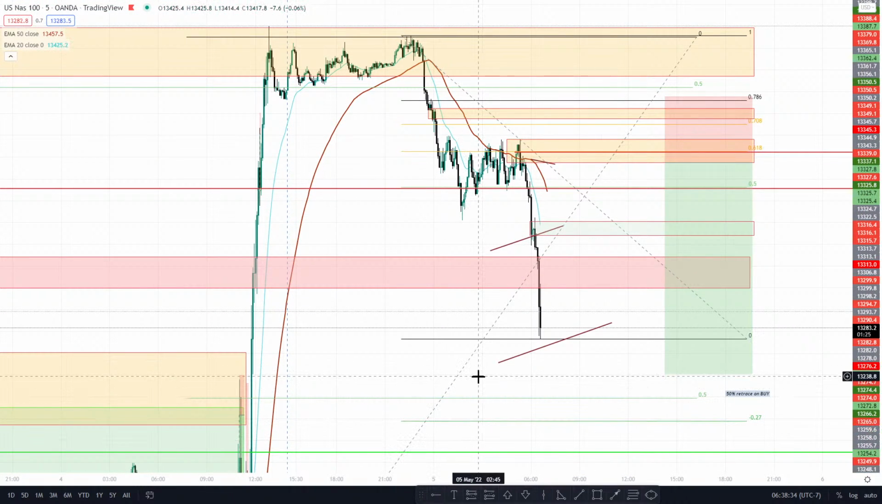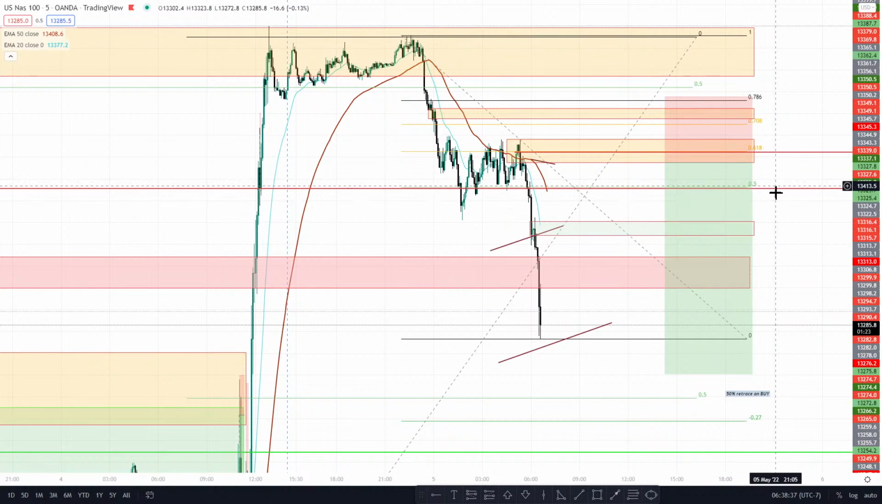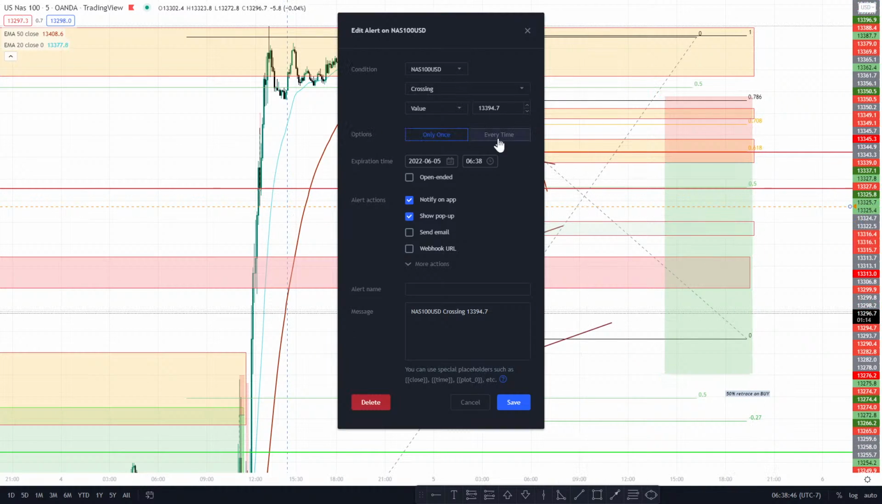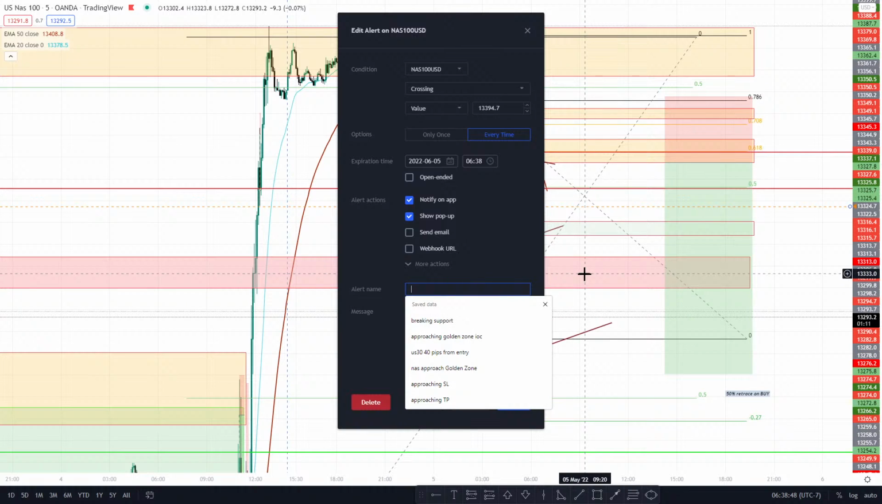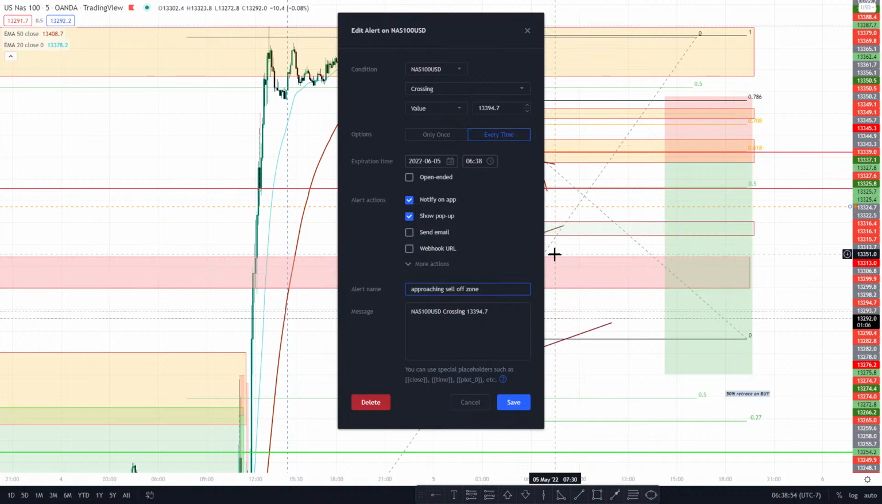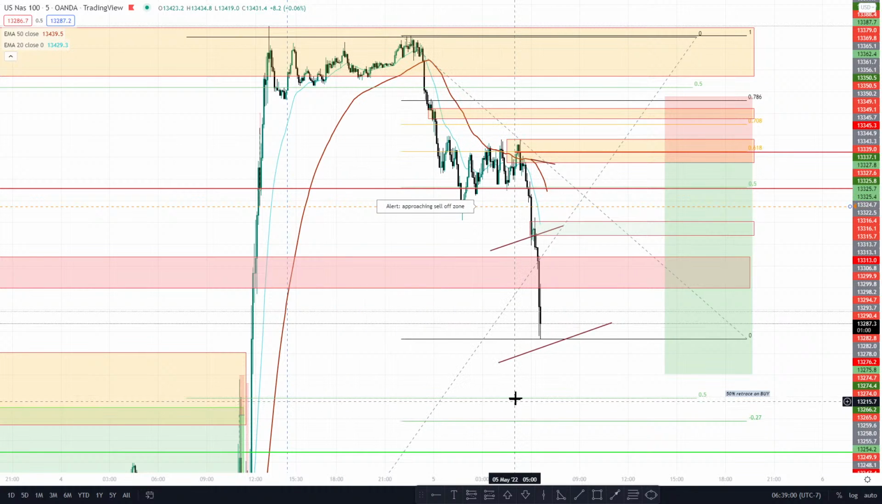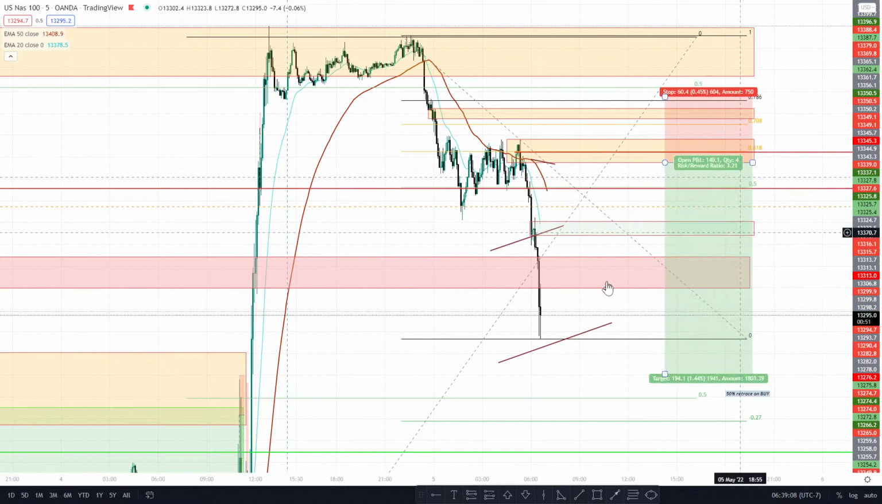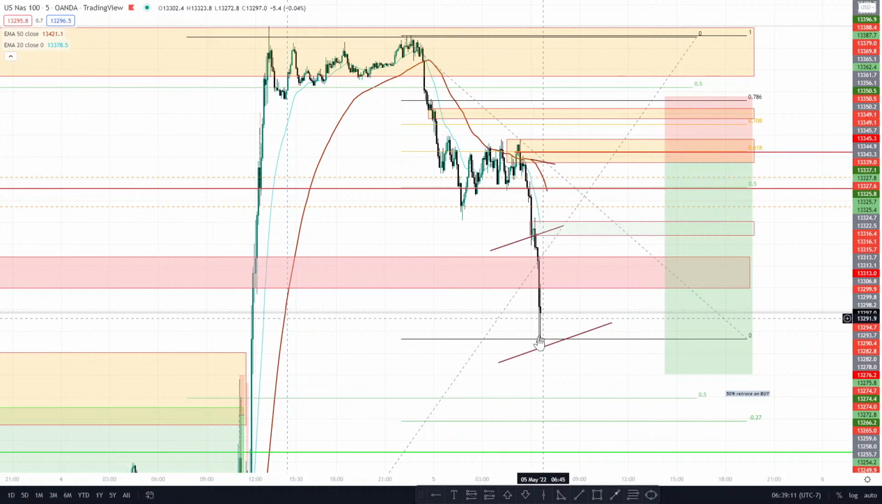What's up, papacito? We'll see. I'm gonna go ahead and put my alerts right here. Might come a little bit later in the day. Every time, alert name, approaching sell off zone. At least we're seeing a little bit of respect here. Hopefully we could get the push up.